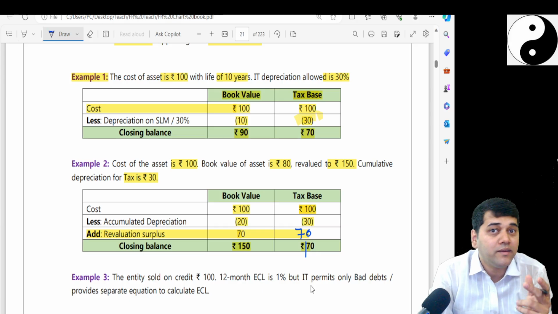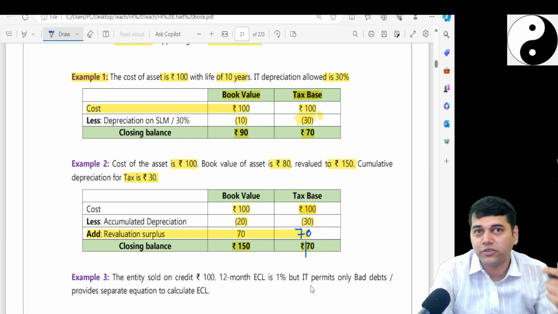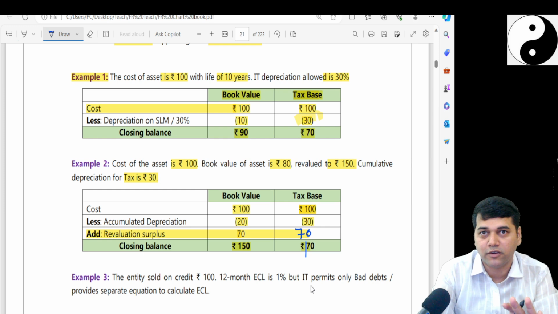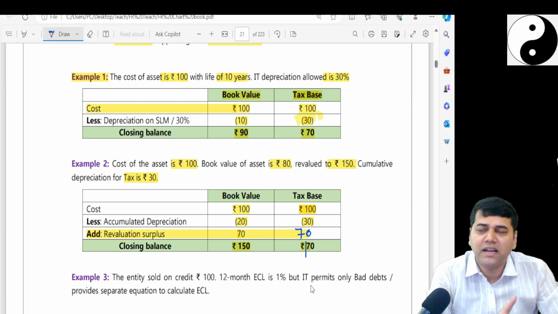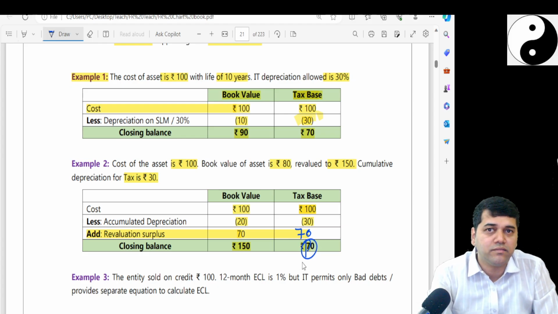Why? By looking at it only I can tell. There is one logic. As we proceed further, we will see. It is not required right now. When deferred tax asset comes, liability is going to come. But now let us only focus on tax base. Are you clear on tax base? Why is tax base 70?